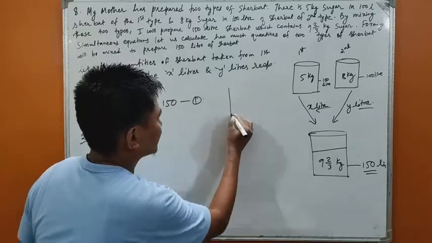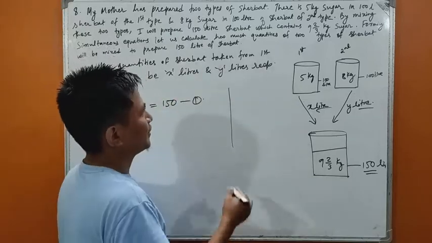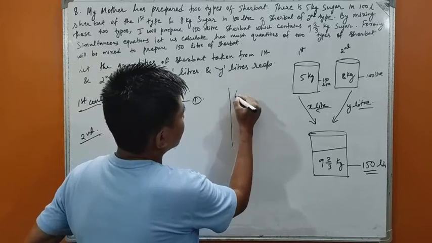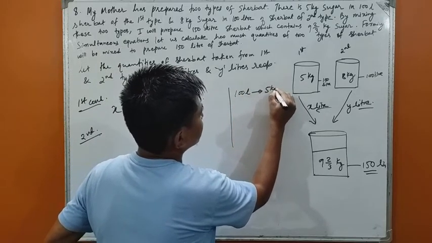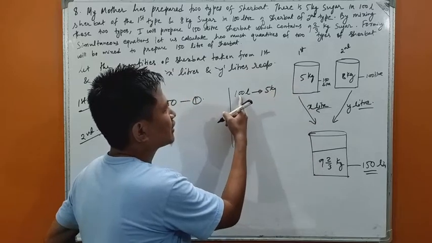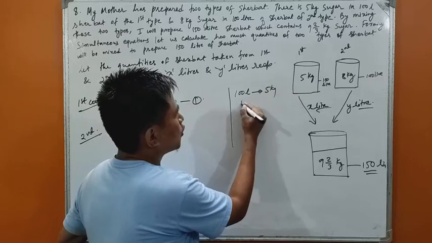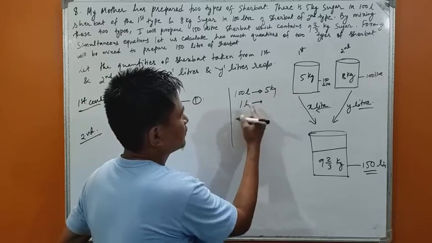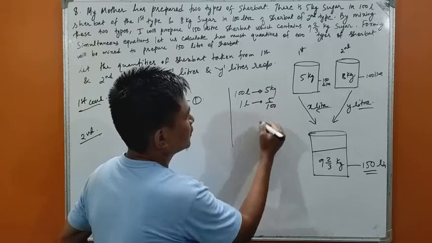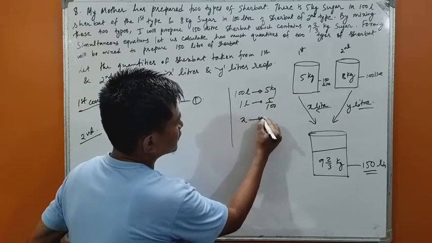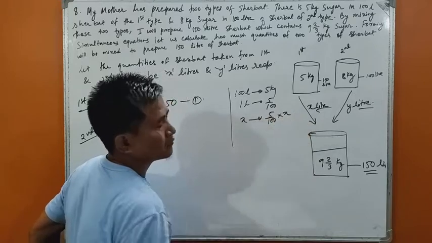We did this in the previous sum, question number 7, isn't it? So 100 liters of sarbat contains 5 kg of sugar. I'm talking about the first type. 100 liters of first type of sarbat contains 5 kg of sugar. So in 1 liter of sarbat, the quantity of sugar is 5 upon 100, isn't it? So in x liters of first type sarbat, 5 upon 100 into x. Are you getting me?